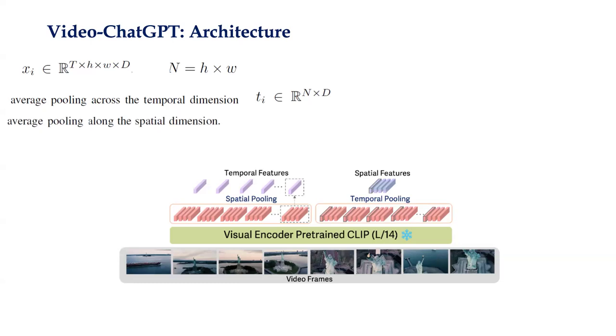And then we do the average pooling along the spatial dimension, which is shown here. For that, we get T tokens, but for this one, we get just one token, right? Because we are averaging. So we have T tokens, each of D dimension, and here we have N tokens, each of D dimension. So that is the temporal representation and spatial representation for that particular clip. Then we take these ti and zi and concatenate. Now we have T plus N tokens for that clip, and each token is D dimension.